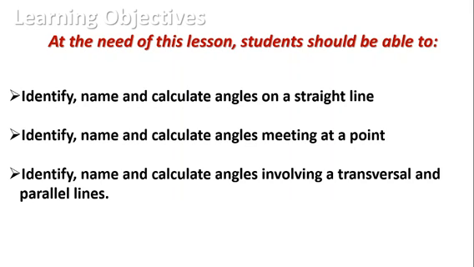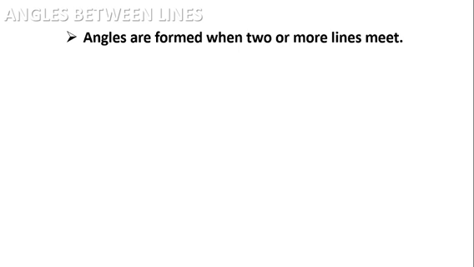The first thing we are going to deal with is angles between lines. It's important for you to know that angles are formed when two or more lines meet. Every single time that two or more lines meet, an angle is formed. And the point of intersection between those two or more lines is called the vertex. I'm sure you remember that from our plane shapes. The vertex is the point where those two lines meet, and it is at that point that an angle is formed. Every single time that two lines meet, an angle is formed.